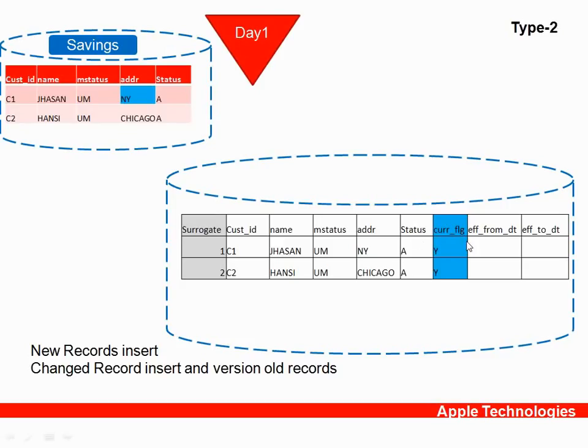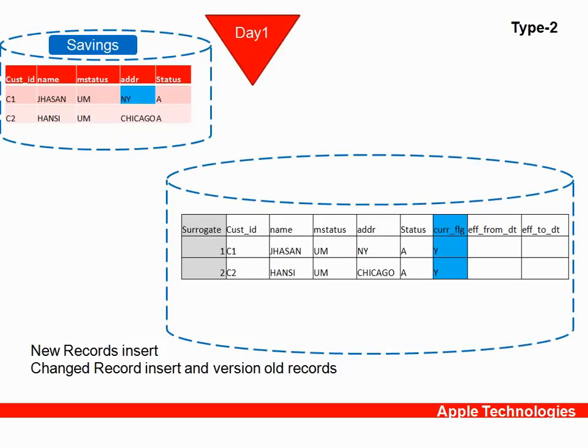Apart from this, in the current flag column, I'm keeping the flag Y. The Y indicates the latest record, the current record. In the OLTP system, there is no change and this is the first time we have it, so I'm taking the same information. For this customer, this is the latest record, and for C2, this is the latest record. So the current flag Y indicates that this is the latest record.